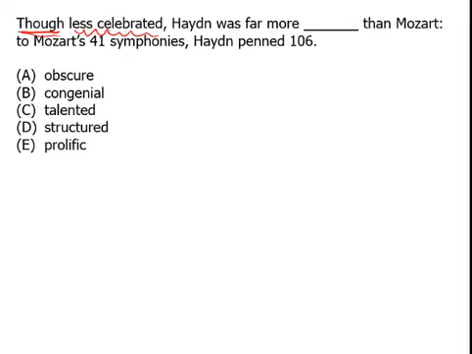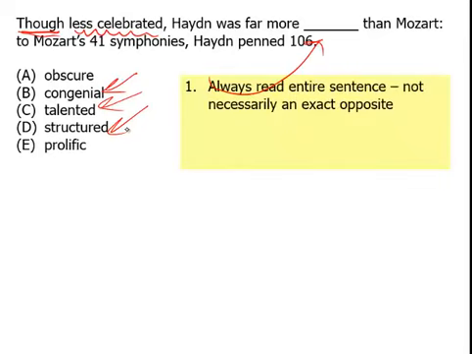So he's not as popular as Mozart, therefore he's more what? Well, a bunch of things could probably go in here. I mean, he could be more friendly, he could definitely be more talented, maybe he's even more structured. And so we really need to read the entire sentence in order for us to really figure out what word fits in the blank. And so that's the thing. Always read the entire sentence, because sometimes, this is rare though, it's not always the exact opposite of what you think, a word that's right near a shift word.